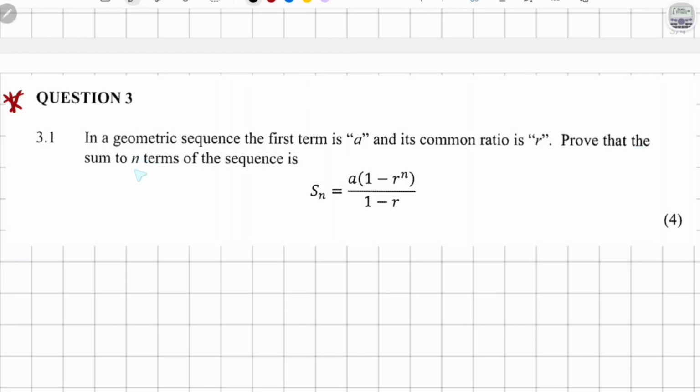Prove that the sum to n terms of the sequence is this. So we're just trying to find the sum to n terms, just proving that it is actually equal to this. Okay, so this is how we will prove that.